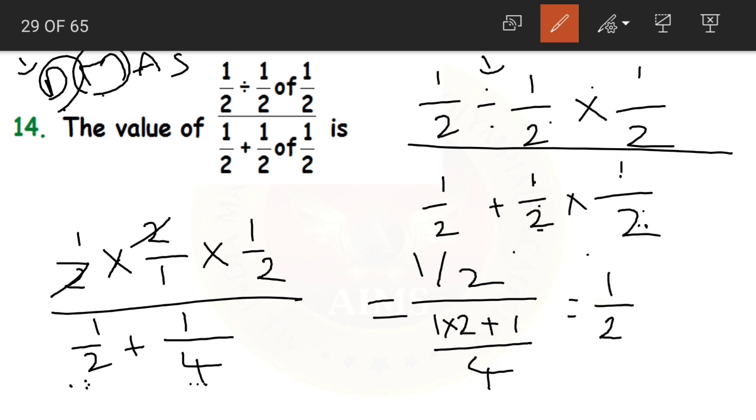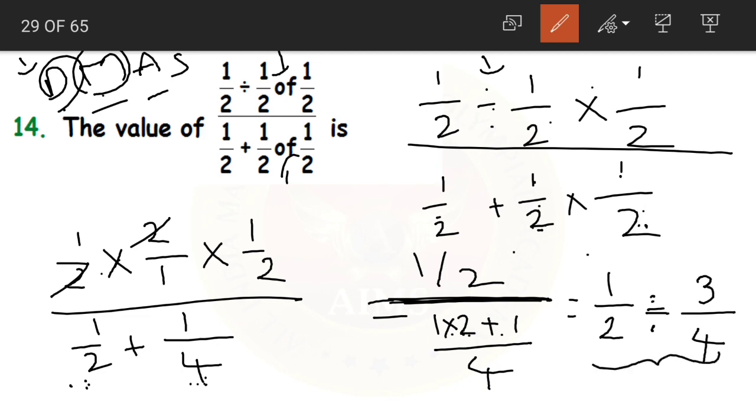Now this will be 1 by 2 divided by, yes, instead of this line I am writing divided by here. And 1 into 2 becomes 2 plus 1. 2 plus 1 is 3 divided by 4. Clear, students? How did we do? First we did the of part. We replaced of with multiplication. And then as division is before multiplication, first we divided. And then in the denominator, as multiplication comes before addition, we multiplied and then added the result. Yes. So what did we get here? 1 by 2 divided by 3 by 4.